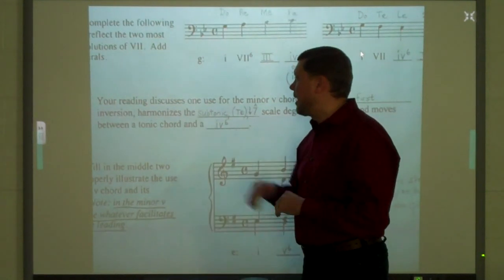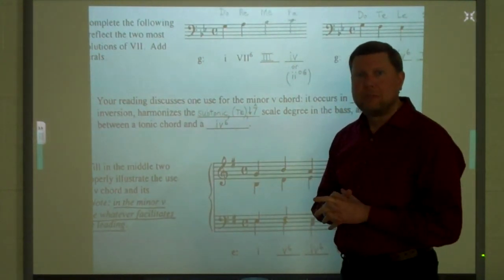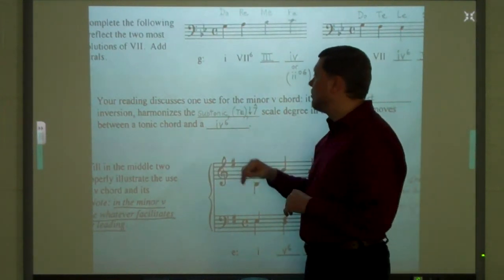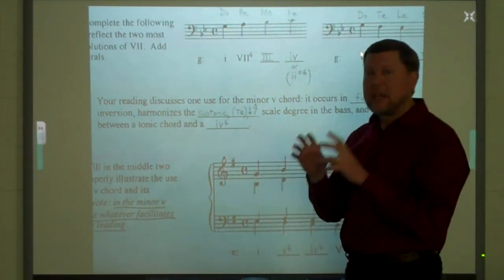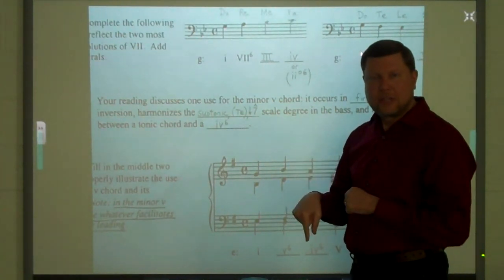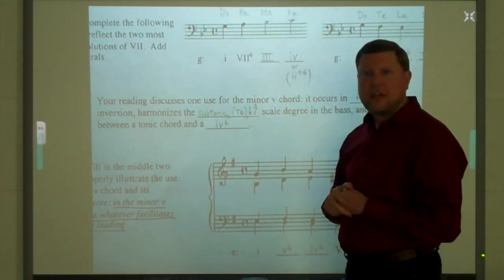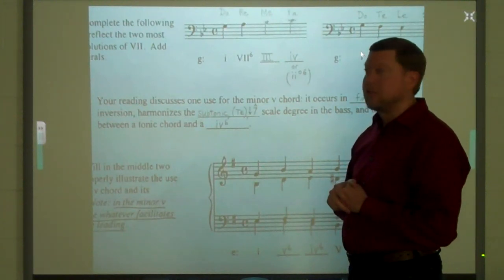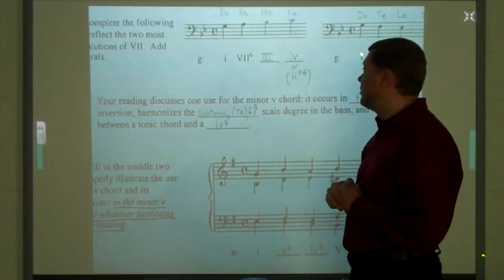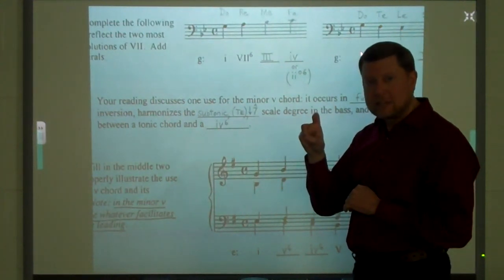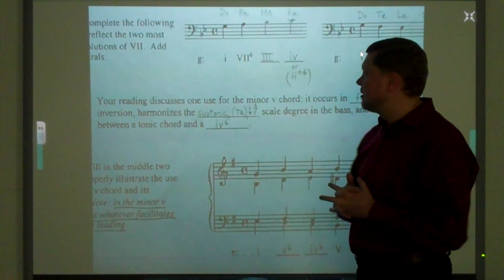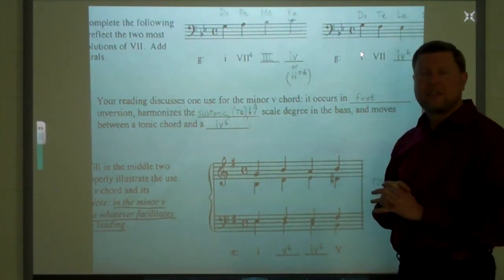Now, the minor 5 chord, because it's in first inversion, will have in the bass not just any old scale degree 7. It will have the lowered scale degree 7. That is the subtonic scale degree, not the leading tone. Another way to say it is it will have te in the bass, not ti in the bass. So you can't just say that it's going to have scale degree 7 in the bass.